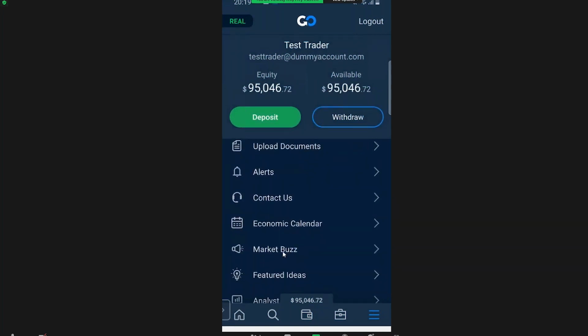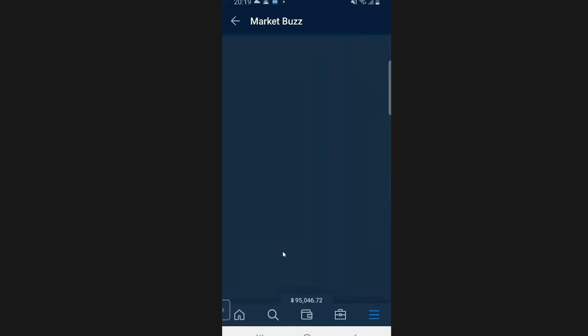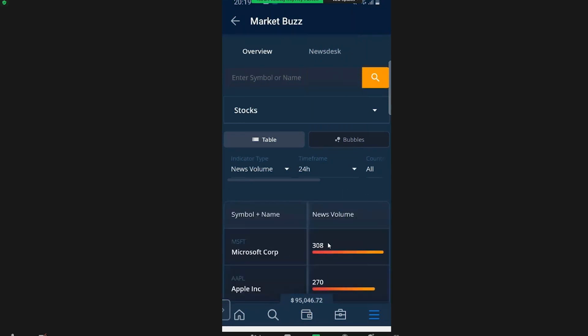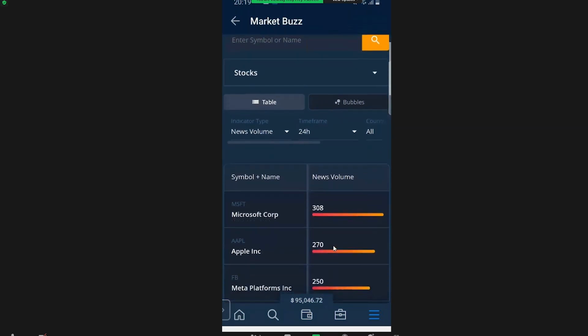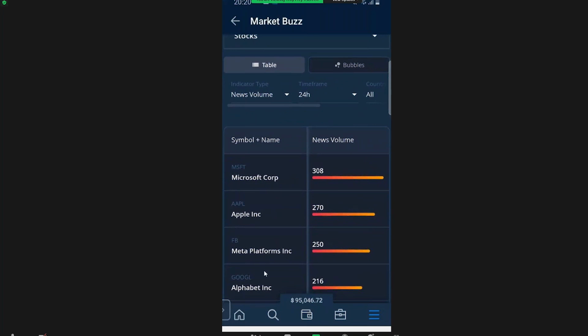Market Buzz, by the way, gives you fundamental news. If you want to trade on a stock right now, which we're not going to get deep into, I just want to show you, if you haven't seen it, you can pull up fundamental news on stocks through that Market Buzz feature. It tells you which ones have the most news volume coming in. A lot of times it's the same stocks that have the most news coming in. We've got Microsoft, Apple, Meta Platforms, Google, otherwise known as Alphabet.